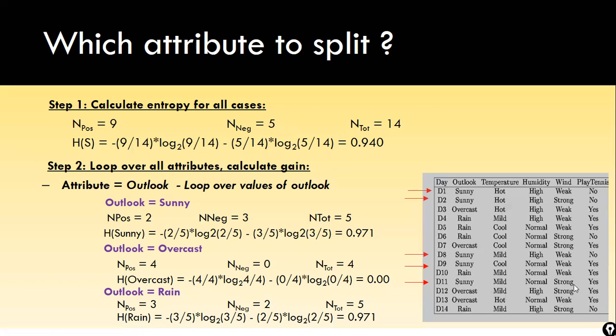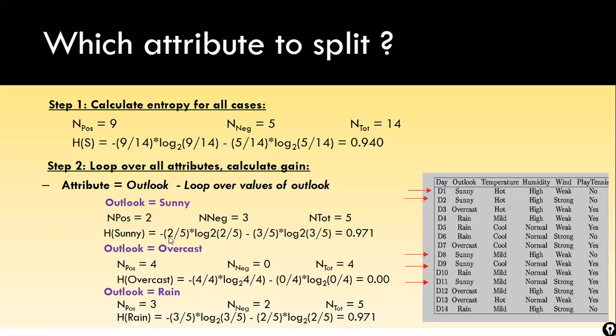Here 1 S and here 1 S. Rest of them are no. So 2 divided by 5. Right. So out of 5 sunny records, 2 of them are having S and 3 of them are having no. Okay. 2 of 5 into log base 2 of 5.